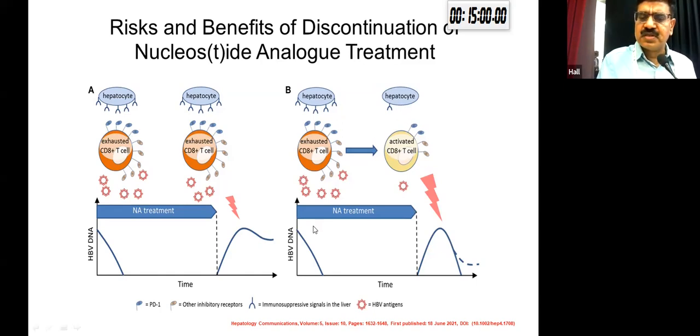But if on nuke therapy, with the reduction of HBV DNA, the T cells become activated, this is shown by the reduction of HBsAg levels. Then when you stop nuke therapy, probably the person is more likely to lose the S antigen.